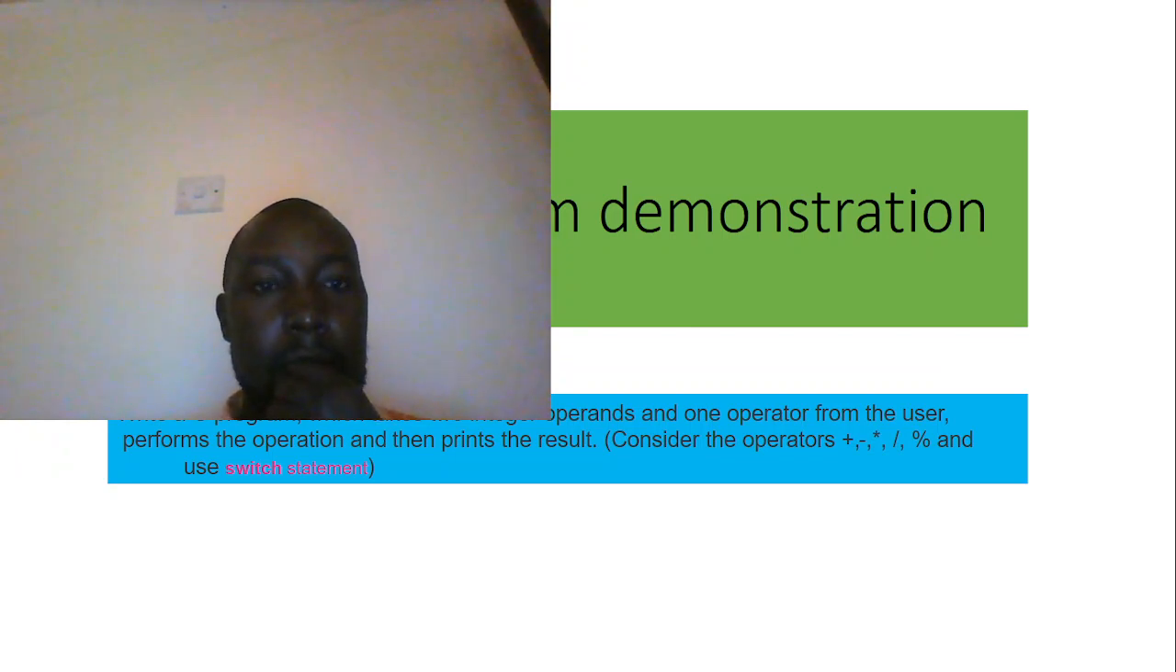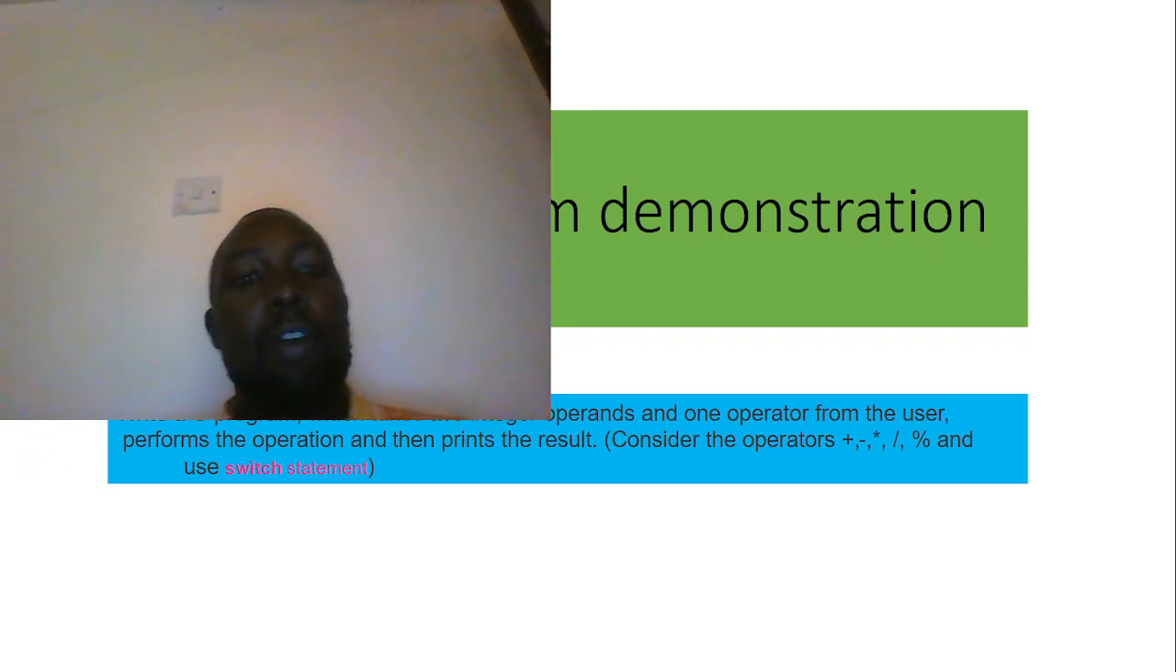Then our last task: we are going to write a sample program, as I have demonstrated there. We write a C program which takes two integer operands and one operator from the user. Then we perform the operation, and then we print the result.